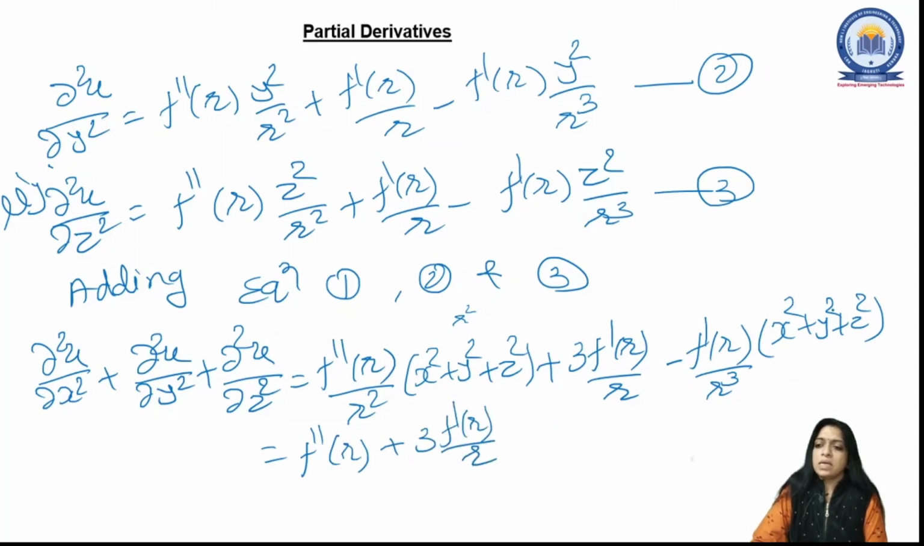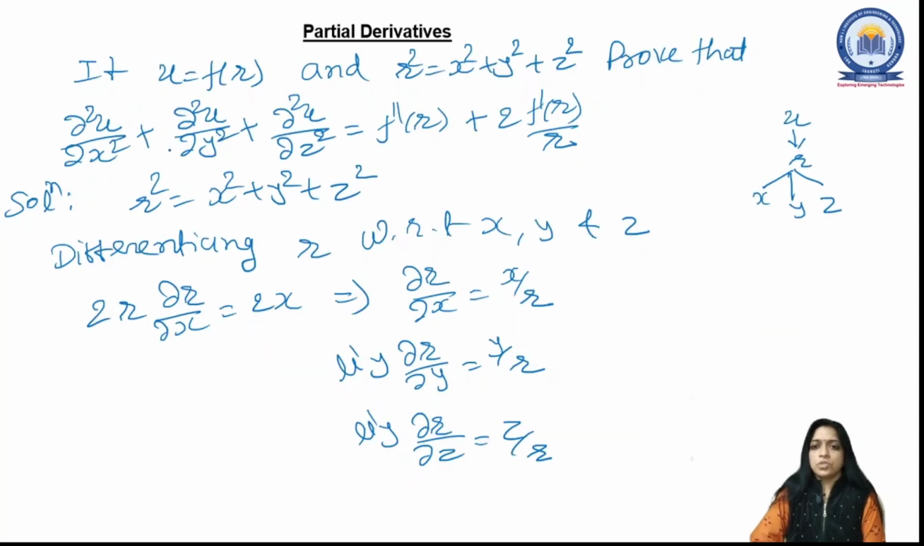And here this one is again r square. So 1 r square will be cancelled out, 1 r will remain in the denominator, that is minus f dash r upon r, and the final simplification is f double dash r plus 2 times f dash r upon r. Students, this is the solution which we wanted to prove, see the question.